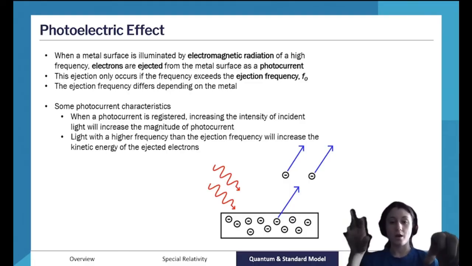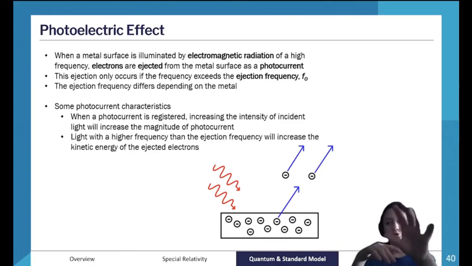Light behaves as a particle: we have black body radiation and the photoelectric effect. There are a few more experiments, but we don't actually get into them in year 12. Alright, so it's just good to keep in your mind which experiment supports what model of light.